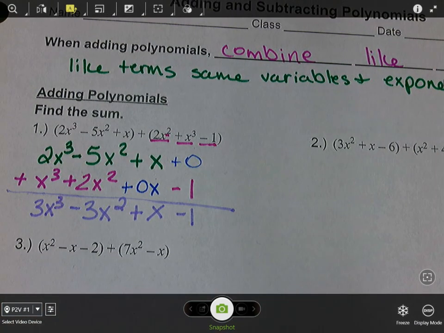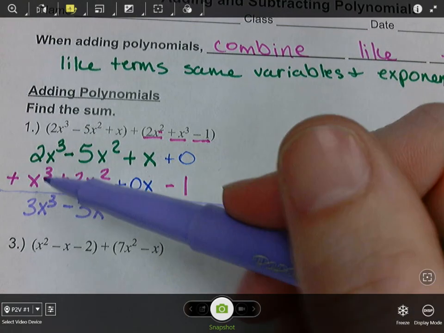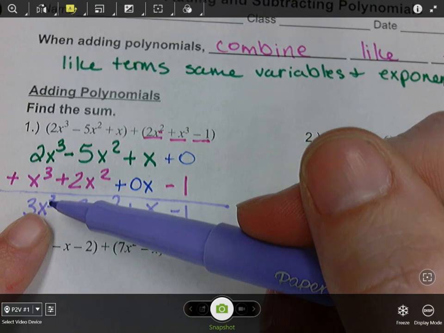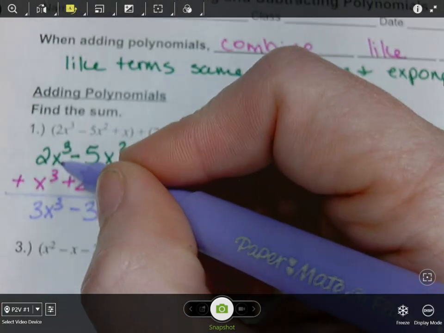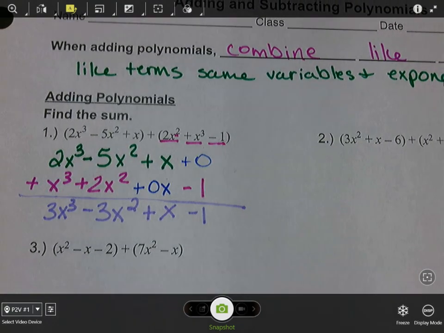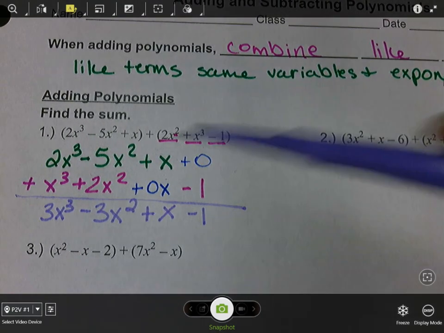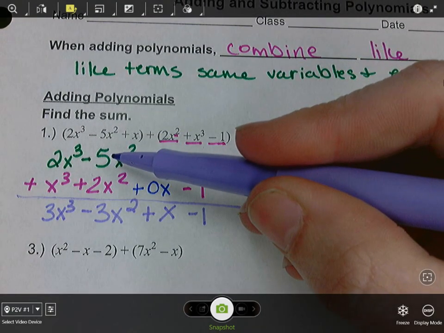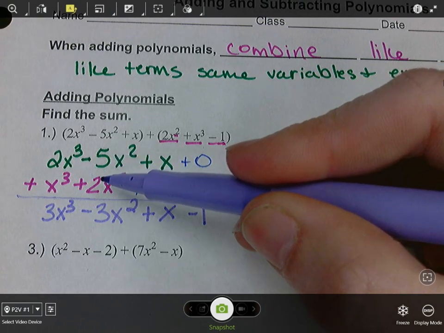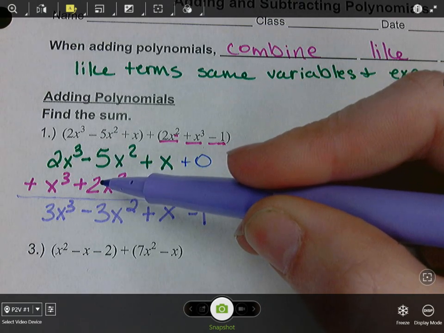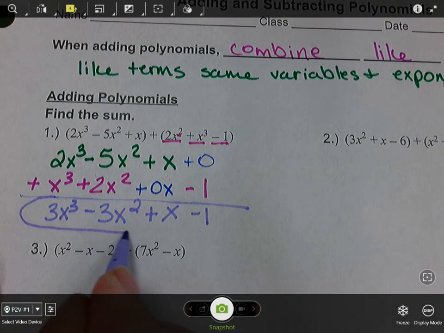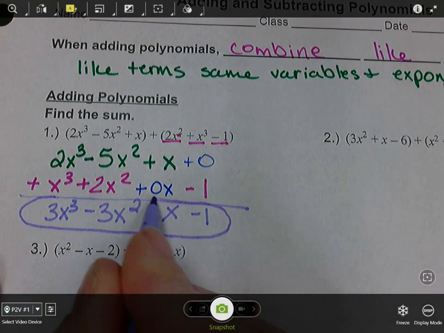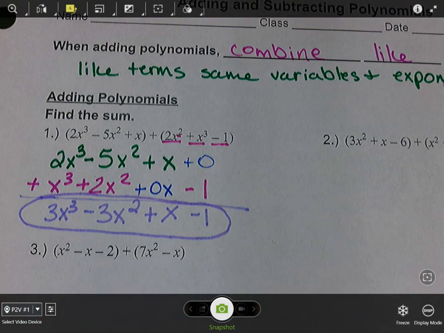Whenever you're adding like terms together, you add the coefficients, but leave the variable and the exponent the same. So if I have 2 blocks and I add another block, that makes 3 blocks. If I have negative 5 pieces of paper and I add 2 to it, then that leaves me with negative 3 pieces of paper. So this would be my final answer, 3x to the third minus 3x squared plus x minus 1.